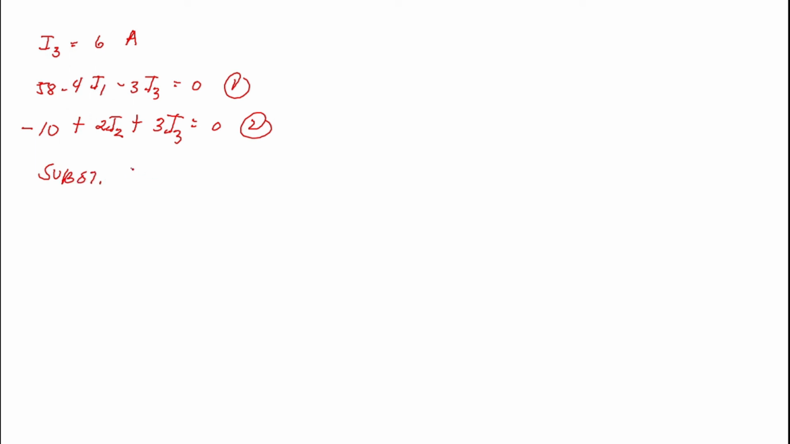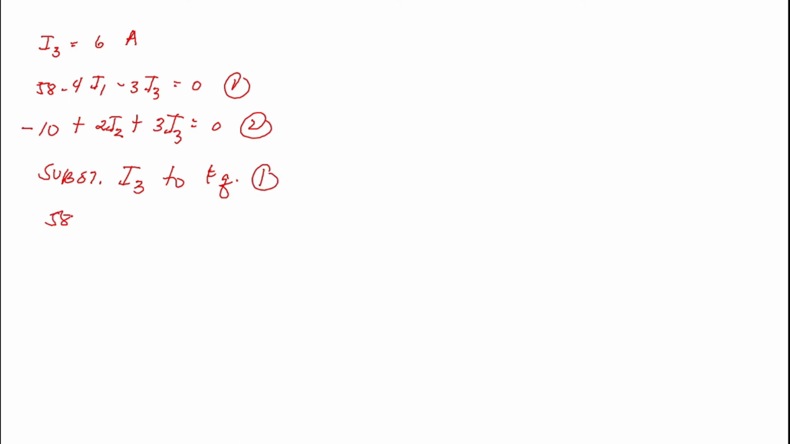Ano ba yung equation number 1? Sulat natin. So, 58 minus 4I1 minus 3I3 is equals to 0. And then, this is equation number 1. Equation number 2 is negative 10 plus 2I2 plus 3I3 is equals to 0. So, this is equation number 2. It's either dyan, kasi pareho silang may I3. O, i-substitute natin. See? Substitute the value of I3 to equation number 1 to determine the value of I1.